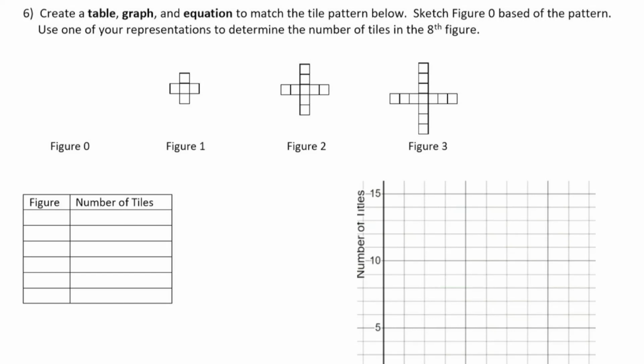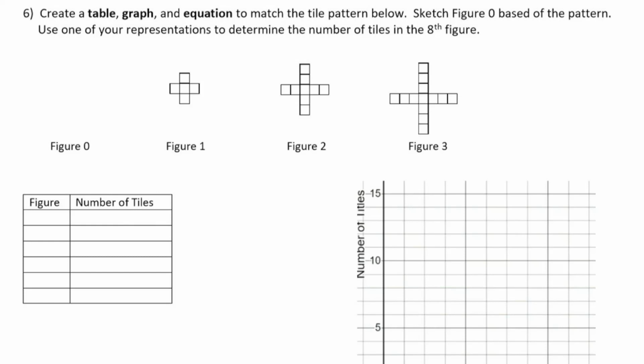So for question 4, we're asked to create a table, a graph, and an equation to match the tile pattern below. We're also asked to sketch figure 0 based on the pattern we see, and to use one of these representations. It doesn't matter if it's the pattern or the graph or the table or the equation to figure out how many tiles will be in the 8th figure in this sequence.